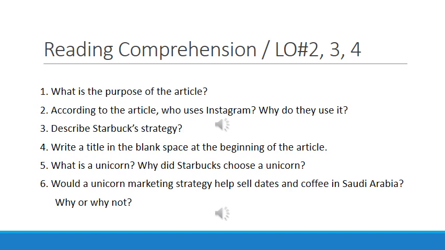This is more specific. And why did Starbucks choose a unicorn? The answers to these questions are in the language of the text and also in the graphic, the photograph at the beginning of the text. I want to know if students can infer those answers. Question number 6 is, would a unicorn marketing strategy help sell dates and coffee in Saudi Arabia? Why or why not? And that requires students to evaluate the information and then to make judgment calls as to whether or not Saudis would respond to a similar strategy.